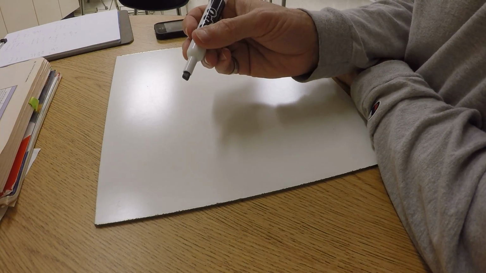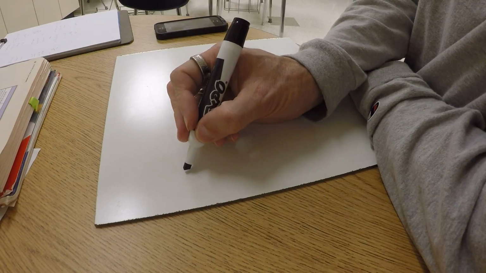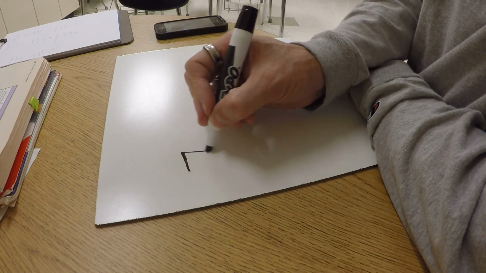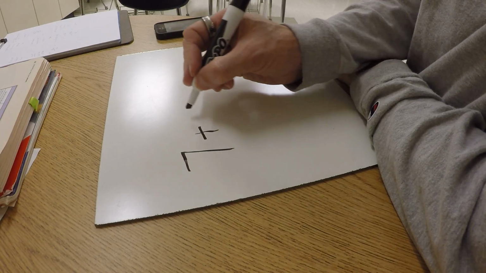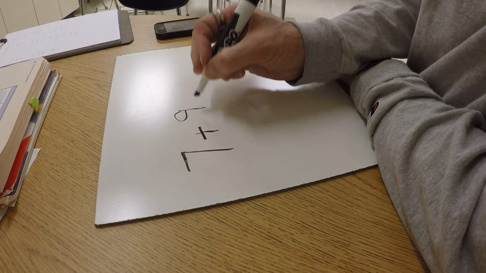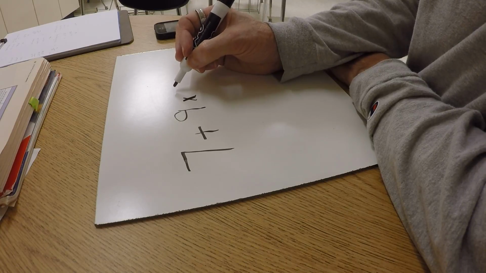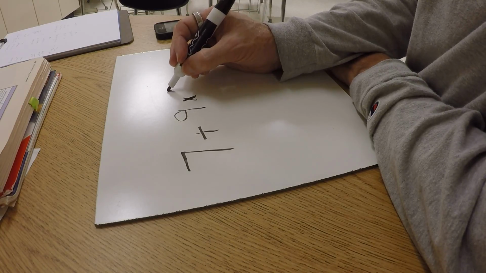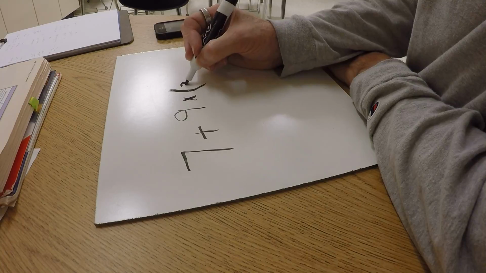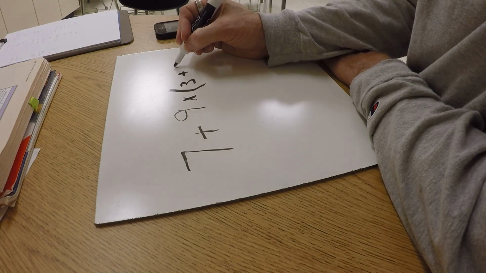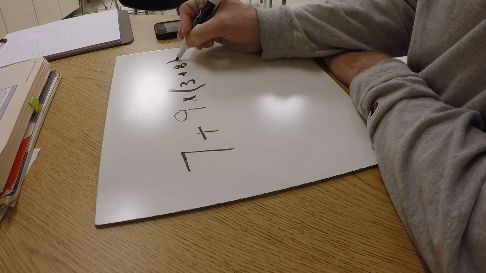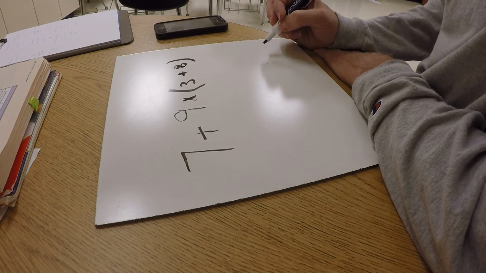Let's do a sample problem that has parentheses in it. Let's do 7 plus 9, and then let's multiply and put something in parentheses, like 3 plus 8. And then we'll close the parentheses. So let's start this problem.